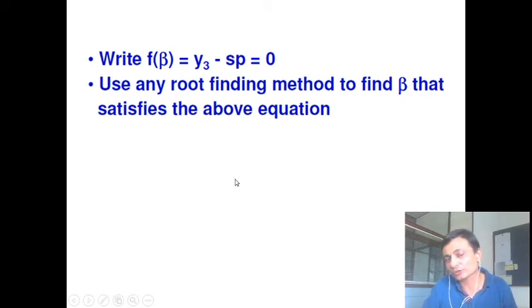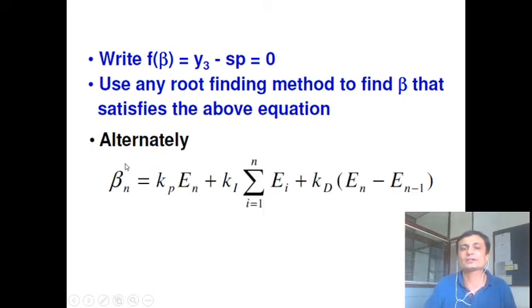If the equation is not very simple, you can generate a PID kind of equation where this is your proportional control, this is your integral control, and this is a derivative control, whereas this is the proportional error. So beta will increase according to the error directly. This will be based on the integration of all past errors, and this will be the difference between the immediate past error. So this is how you can update the value of beta. So these are the two possibilities.